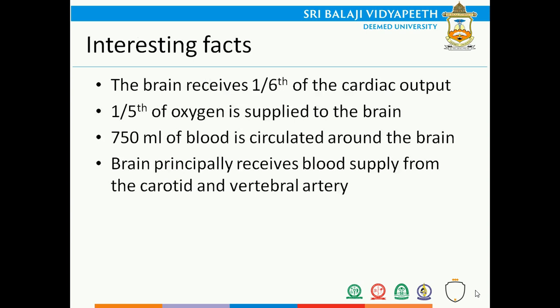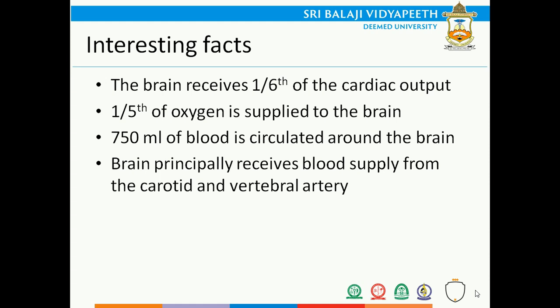Let me talk about certain interesting features of the blood supply. The brain is the organ that receives 1/6 of the total cardiac output and 1/5 of the oxygen supplied. Of the total oxygen circulated all around the body, 1/5 of it is absorbed by the brain. And in 1 minute, there is around 750 ml of blood circulating around the brain.